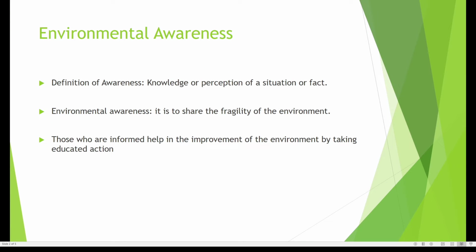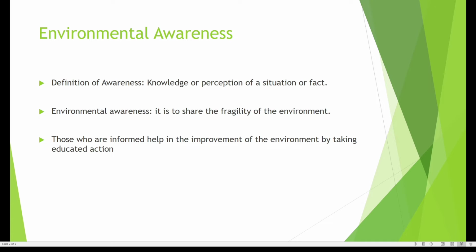Awareness is the knowledge or perception of a situation or a fact. In this topic's case, we are going to focus on environmental awareness as it is directly related to environmental science. Environmental awareness is to share the fragility of the environment in such a way to inspire the listeners to act in informed decisions to aid in spreading it further.